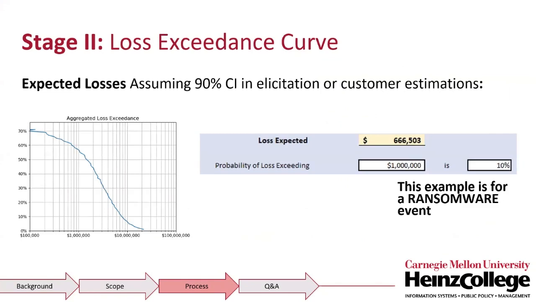The outcome of this step is a loss exceedance curve for the aggregated loss events. This representation will tell us how probable it is to have a loss that exceeds a specific value. For our example case, after the simulations, this organization, the same organization we have talked about before, has an expected loss of about $700,000 and a probability of 10% to lose more than $1 million from the modeled loss events.